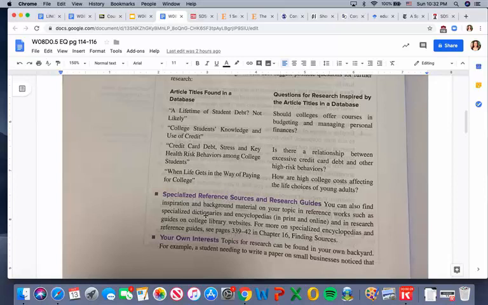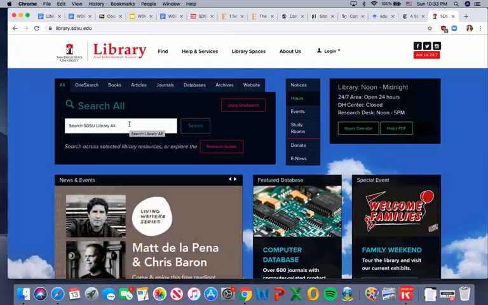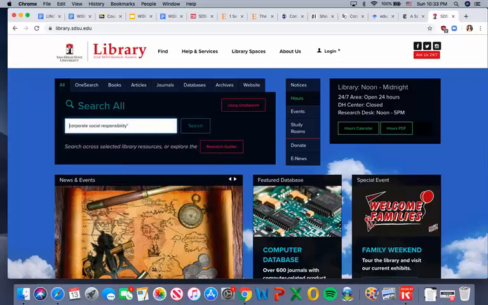So you can also find inspiration and background material on your topic in reference works such as specialized dictionaries and encyclopedias in print and online, and in research guides on college library websites. For more information on specialized encyclopedias and reference guides, see pages 339 to 42 in chapter 16, Finding Sources. So I'm going to look up corporate social responsibility in one search and see what comes up.